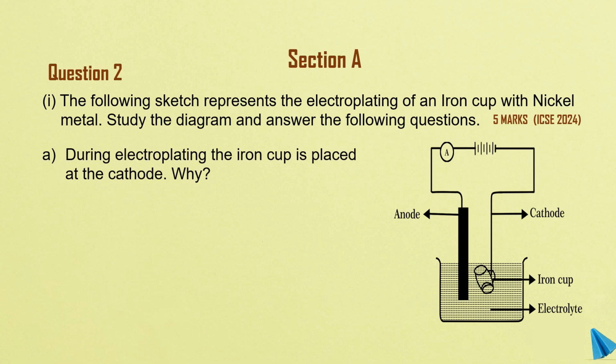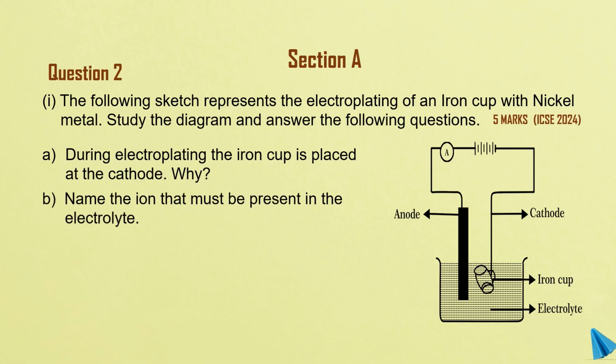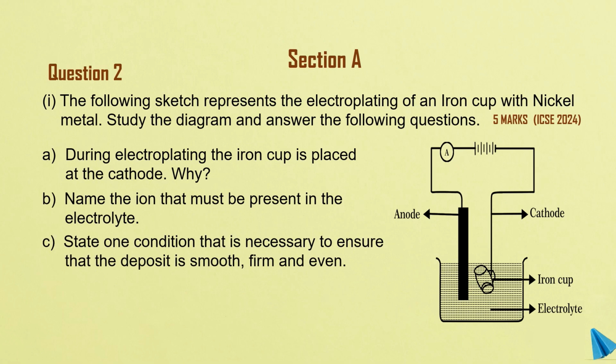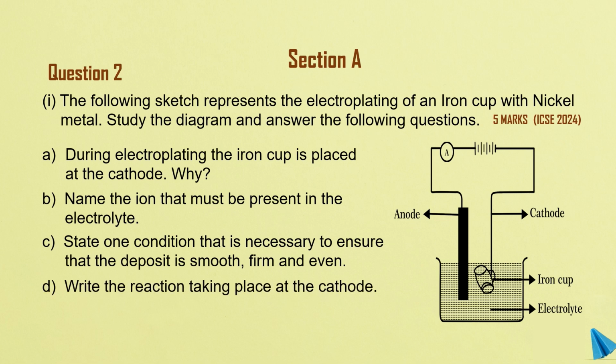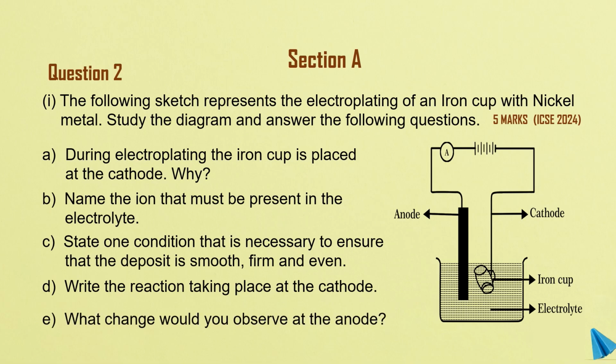So the first question says, during electroplating, the iron cup is placed at the cathode. Give reason why. The second question says, name the ion that must be present in the electrolyte. The third question says, state one condition that is necessary to ensure that the deposit is smooth, firm and even. The fourth question says, write the reaction taking place at the cathode. The fifth one says, what change would you observe at the anode? So 5 questions, 1 mark for each question. Let's begin with the first part.